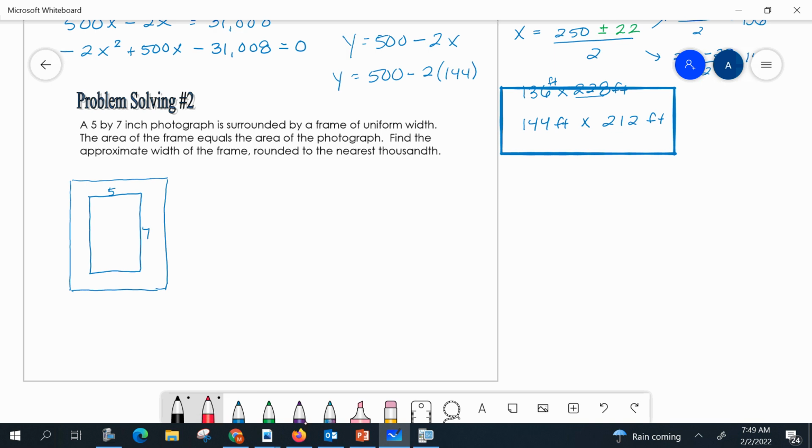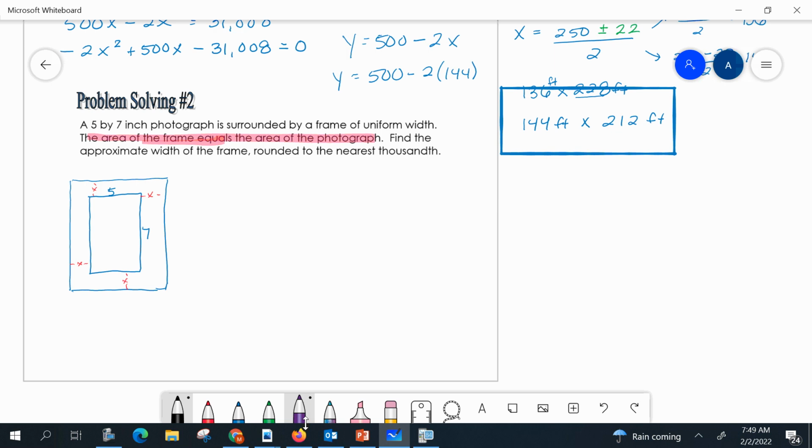And what we don't know is the width of the frame. So I'm just going to call this X, and it is the same distance all the way around. Okay, so anywhere you go around, it has a width of X. And we know that the area of the frame equals the area of the photograph.